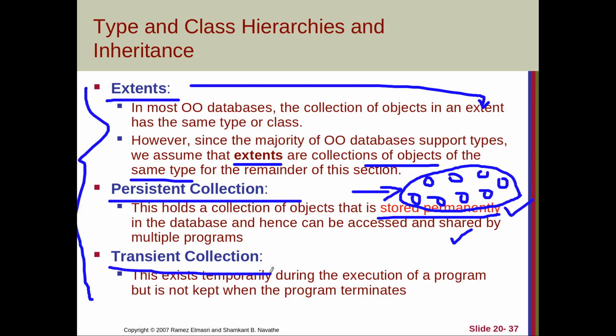Then transient collection is the collection of objects that will have only a temporary existence, and it will be removed from the system when the program terminates. That is called a transient collection. So transient object or persistent object, it's the same thing. Persistent object means the object will be retained, but transient object means the object will be removed whenever the program terminates. So in different situations we require these two types of collection objects, persistent as well as transient.